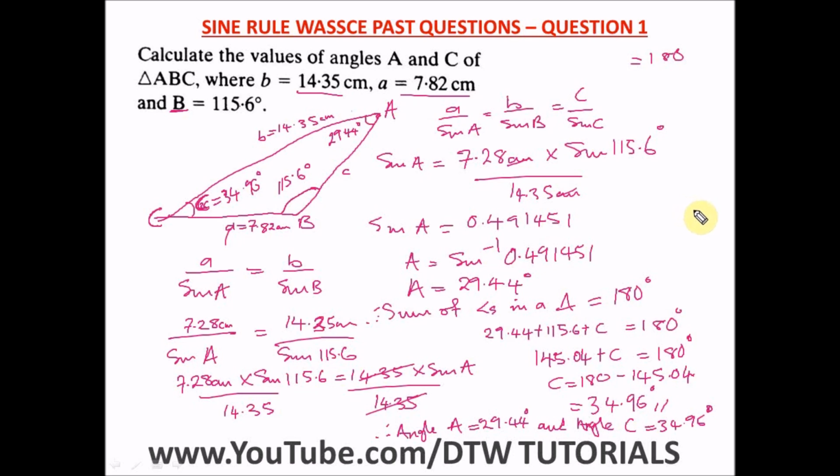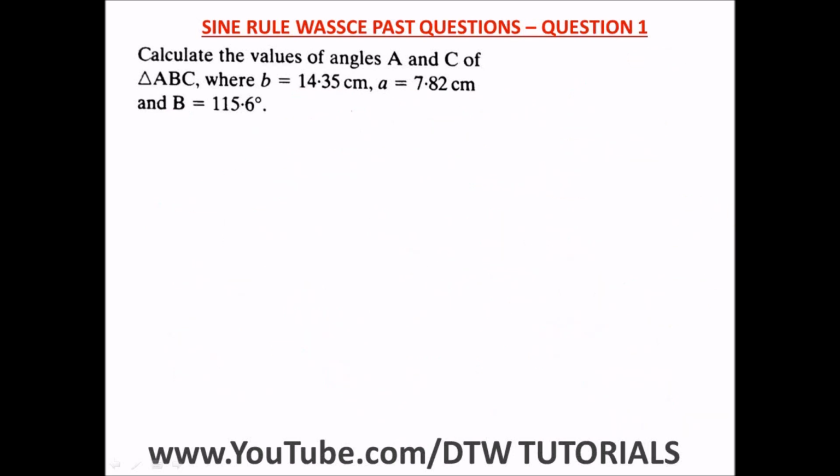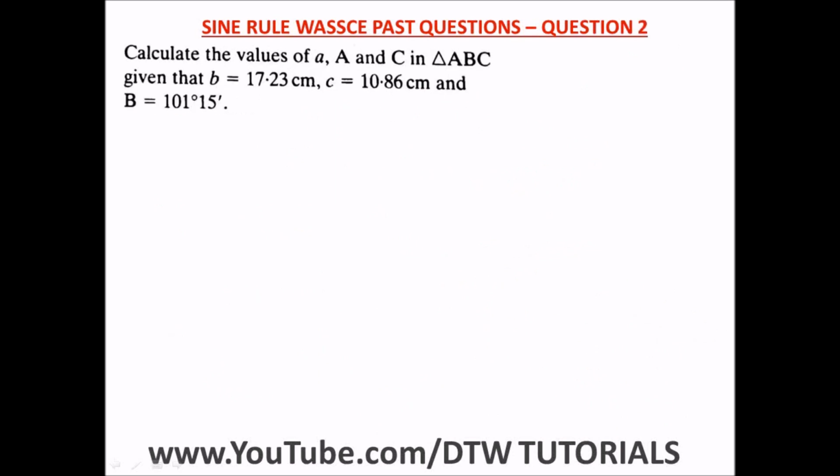So let's solve one more question on your sine rule. I hope this video isn't taking too long. Let's solve one more question. So now we have this. It said calculate the values of A. We're looking for a side. This small letter means we're looking for a side or a length A. Then we're looking for the angle A and also C in the triangle. This given that B is this and C is this, and B is 110 degree 15 minutes. We have to convert this minute to degree. We're going to see how we're going to do that.